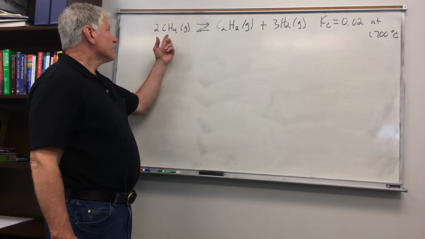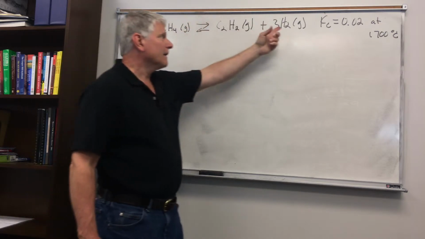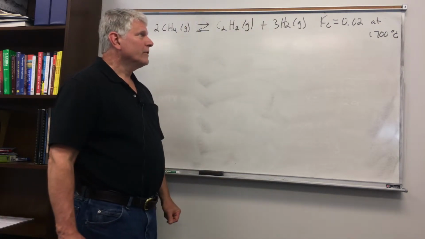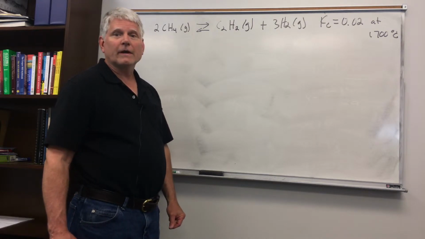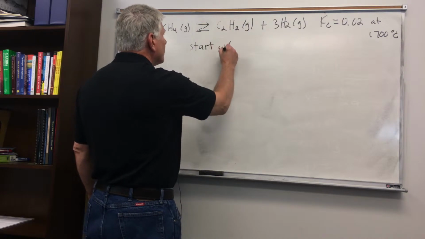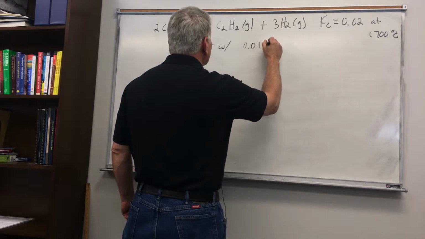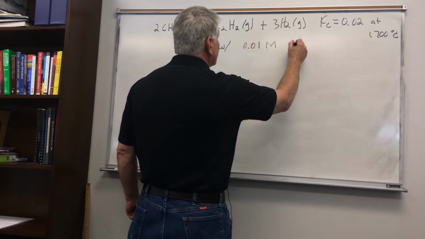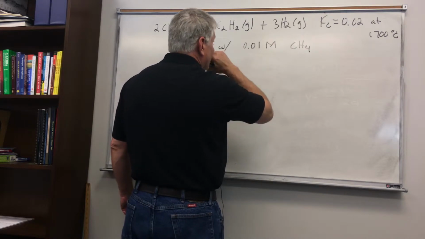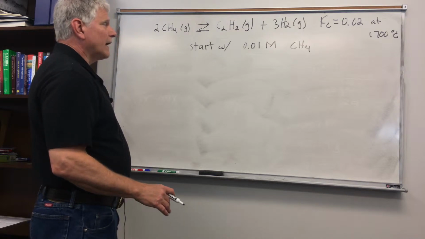Okay, let's consider this reaction. We have methane giving acetylene and hydrogen, and the equilibrium constant is 0.02 at 1700 degrees centigrade. So say we start with 0.01 molar of CH4, and we want to know what the equilibrium concentrations are for this reaction.